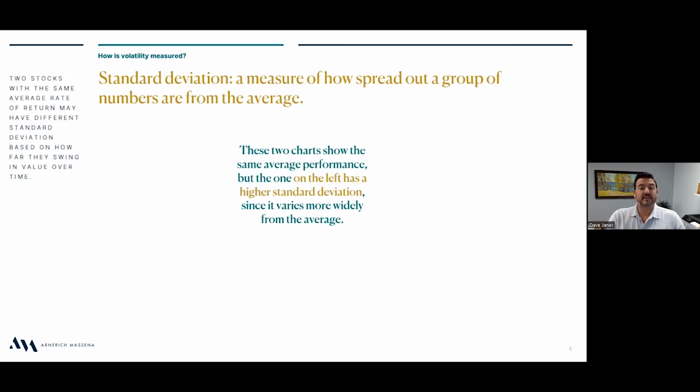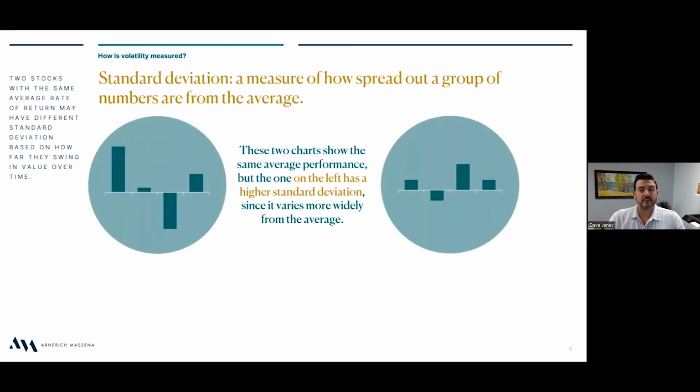How can we best measure volatility when discussing investment portfolios? The most widely accepted method by far is using standard deviation. From a technical standpoint, standard deviation measures how spread out a group of numbers are from the average. Let's take a look at the two charts below, both of which have the same average performance over time. The chart on the left, however, has higher standard deviation as seen by the higher and lower swings of returns. Roughly 2/3 of returns fall within plus or minus one standard deviation.